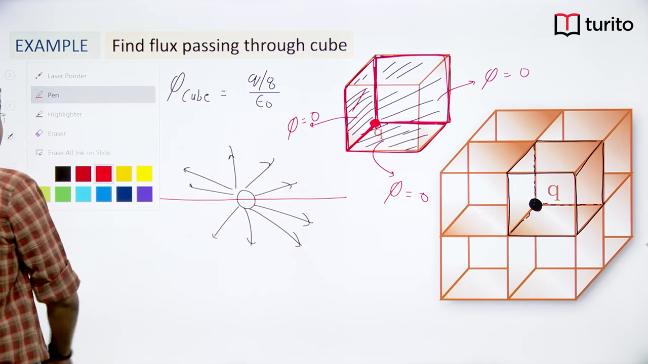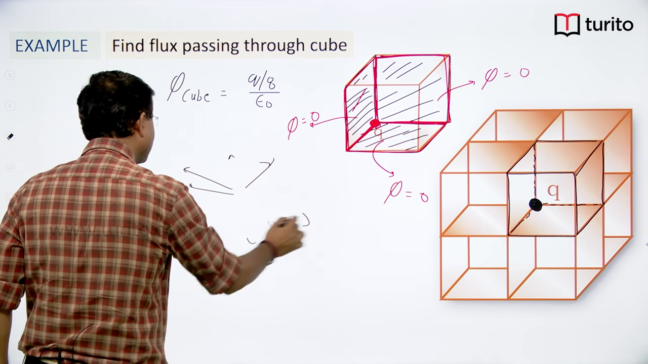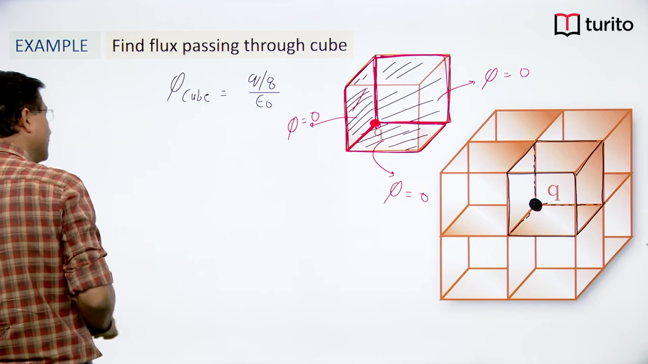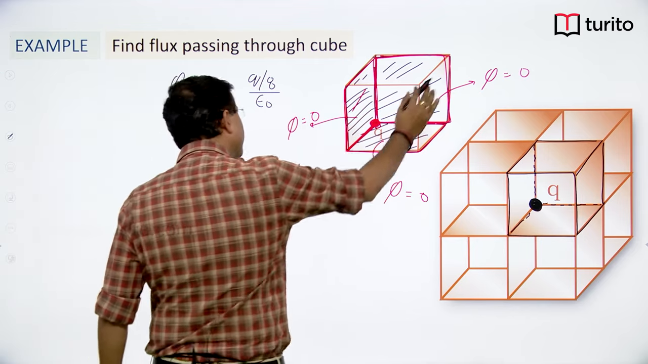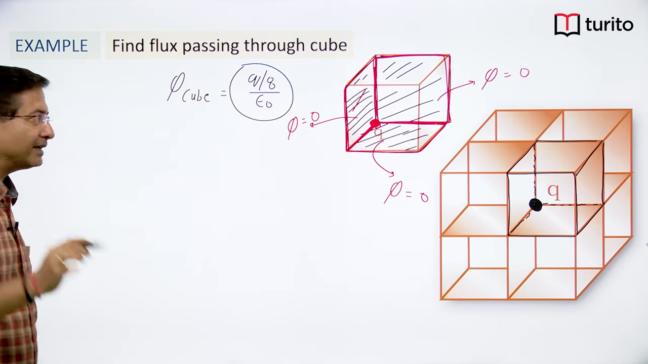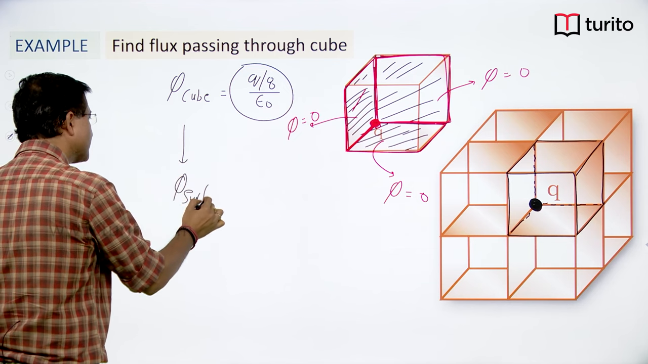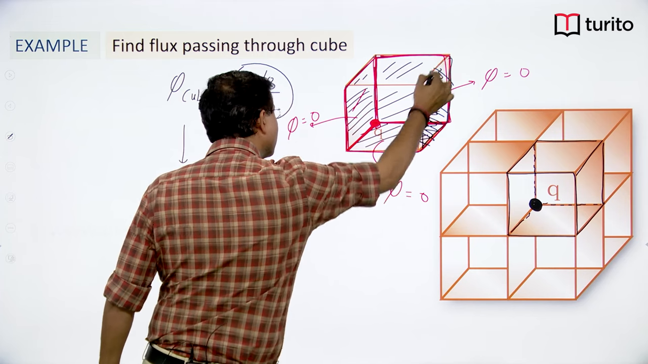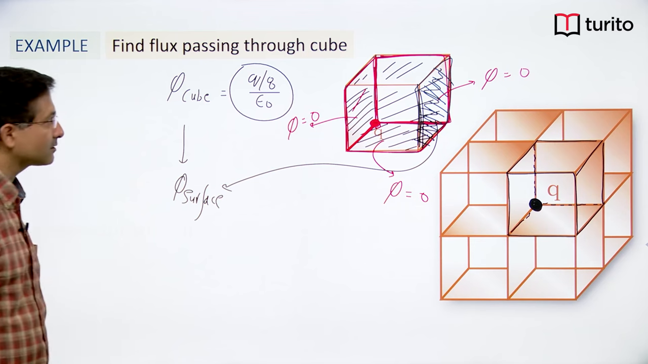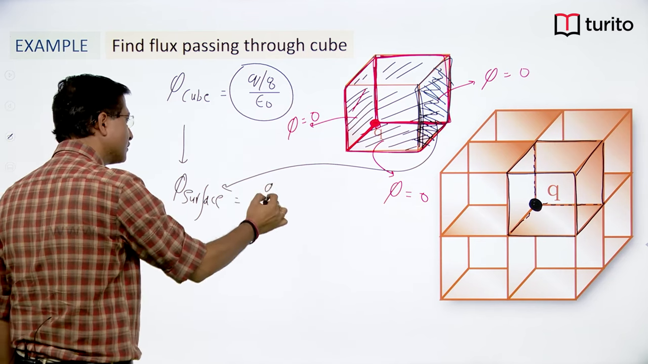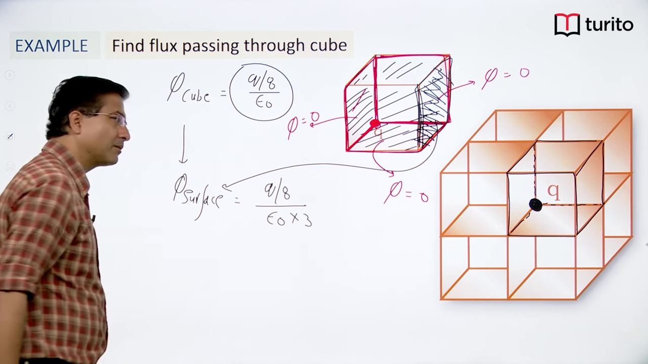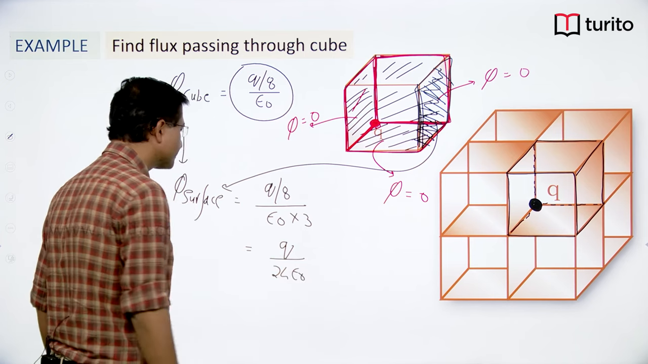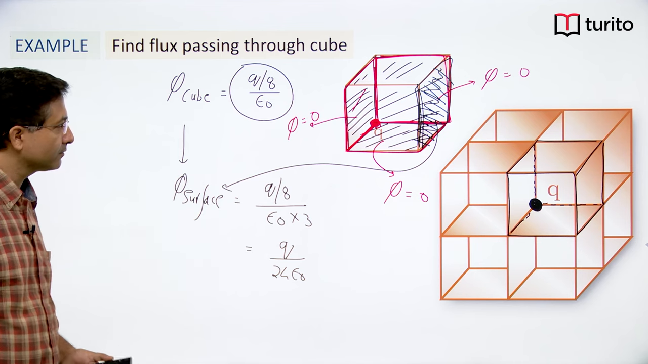So if I ask how much is the flux passing through these surfaces, then these 3 surfaces' flux is 0, the remaining 3 surfaces' flux is passing, and that will be the flux. Through any of the surface, how much is the flux? For example, I am asking how much is the flux associated with this surface, right. So this is 1/3 of this, q by 8 epsilon naught divided by 3, because it is getting equally divided into 3 parts. So we are getting q upon 24 epsilon naught, right. So the example is clear. Let's see another one.